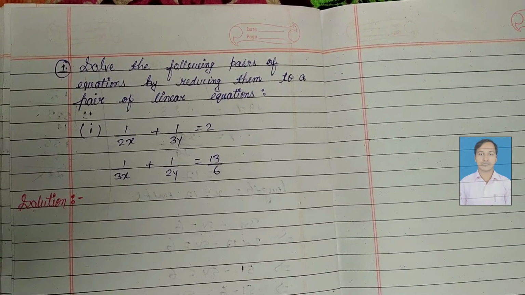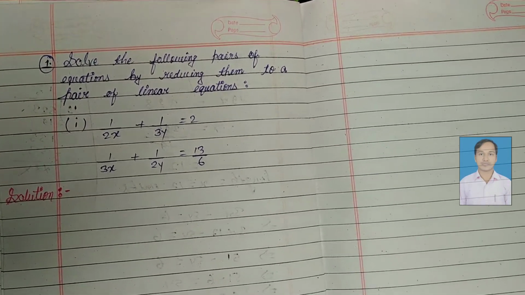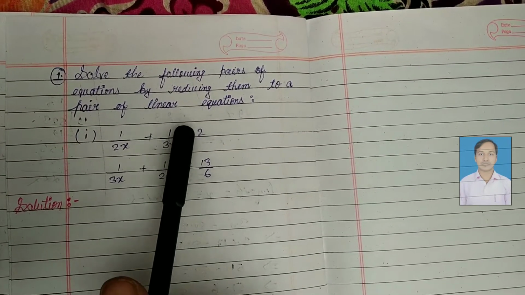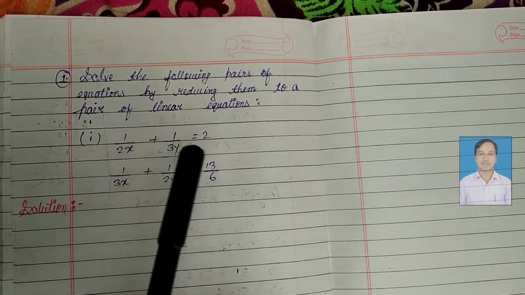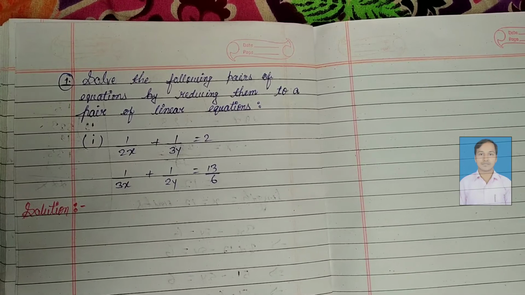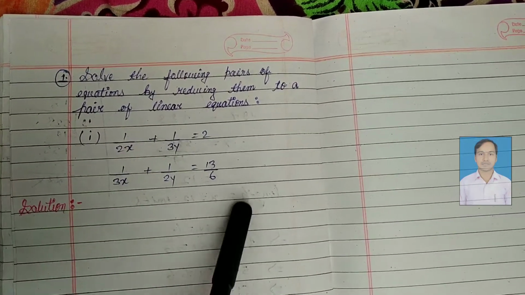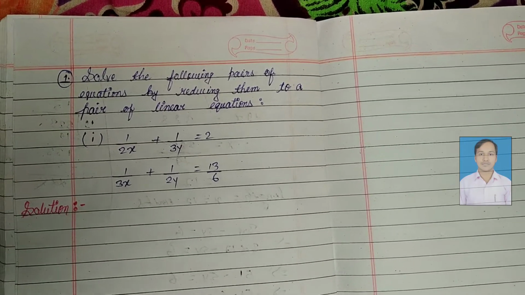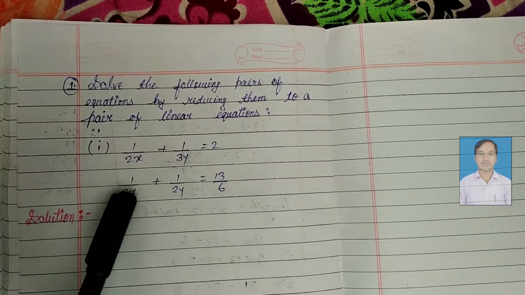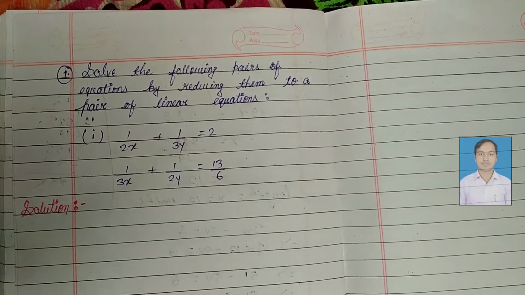Try to understand this question. Solve the following pair of equations. You have two equations, your pair of equations, and you have to reduce them to a pair of linear equations.